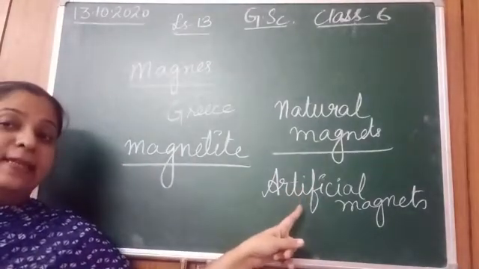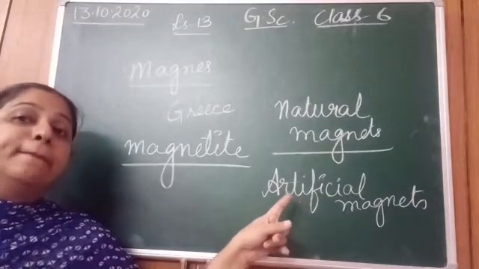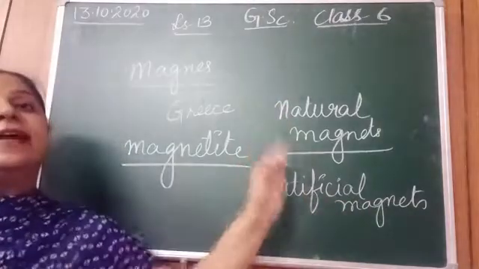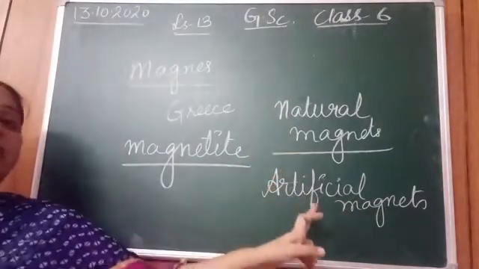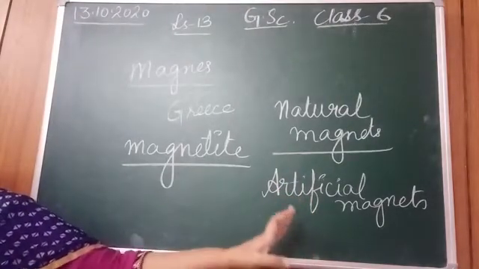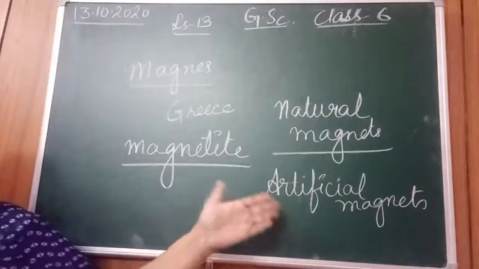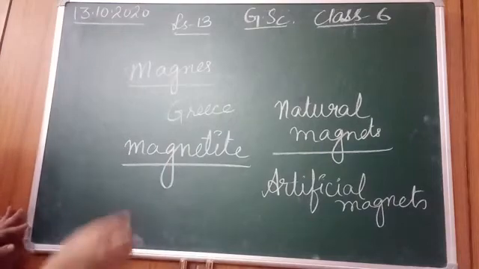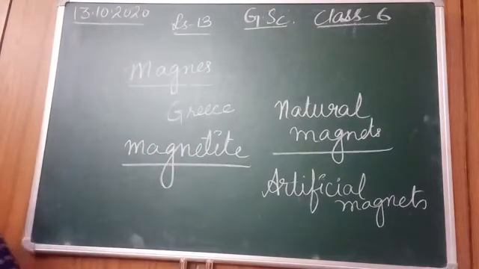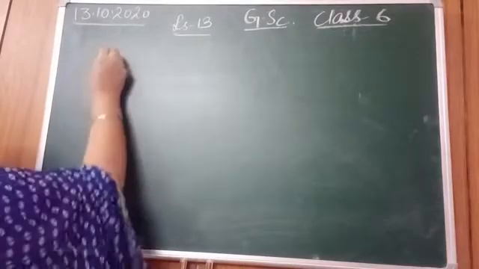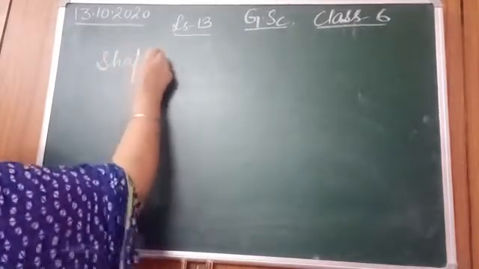Magnets that were made by man are known as artificial magnets. And the magnet present in the rock that occurs naturally is known as a natural magnet, right? And the magnets that were made by man are known as artificial magnets, right? Nowadays these magnets are prepared in different shapes. Which shapes? Shapes of artificial magnets. Let me tell you. Nowadays magnet is available in different shapes. What are the shapes?